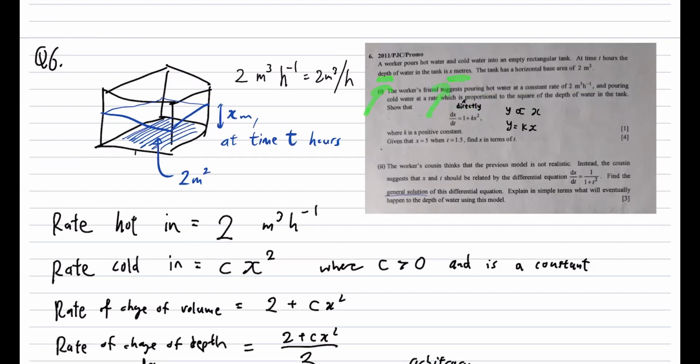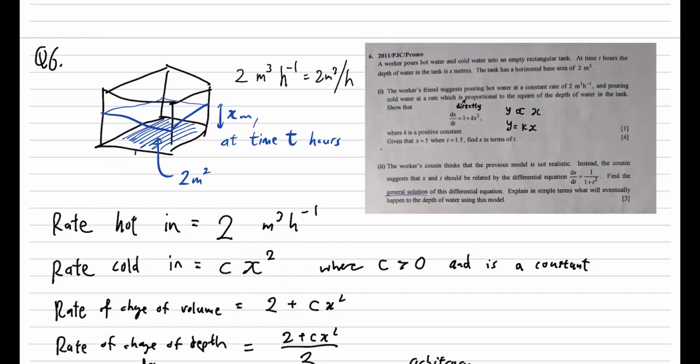So what we know is it will become some constant times x squared. I chose the letter C because later I need to use the K, so I don't use the letter K first. So instead of Cx, it's Cx squared. Is this part okay? Not just directly proportional to depth, it's the square of the depth.